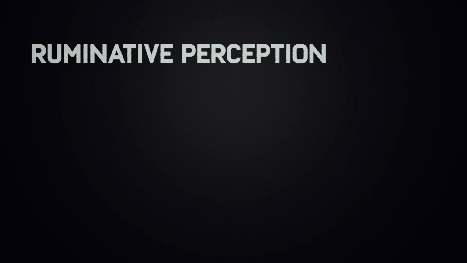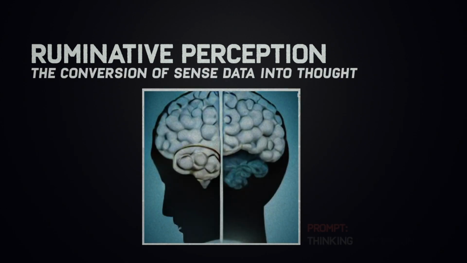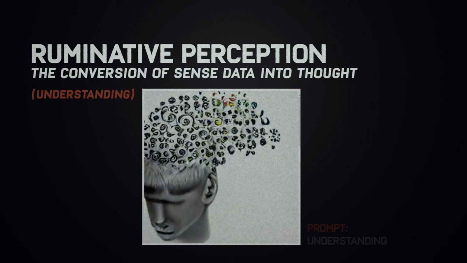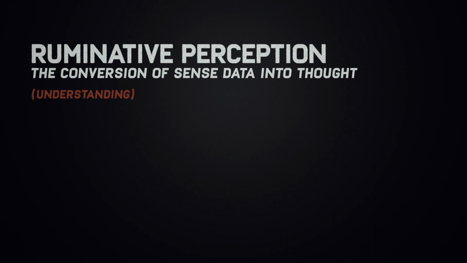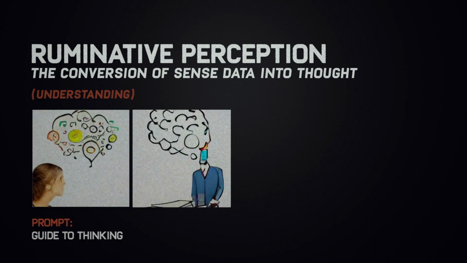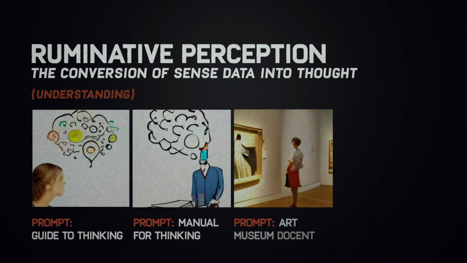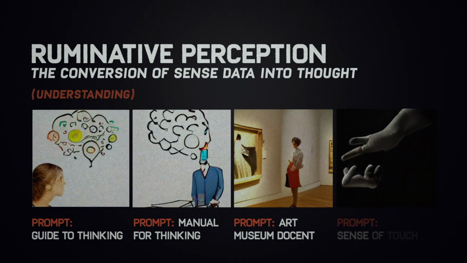Next, let's define ruminative perception as the conversion of sense data into thought, or what might be termed understanding. Key to this idea is perception without external suggestion. Ruminative perception does not require an external guide, a manual, or a life docent. Our minds acquire the knowledge from sensory organs firsthand, and interpret that data at the instant it affects us.